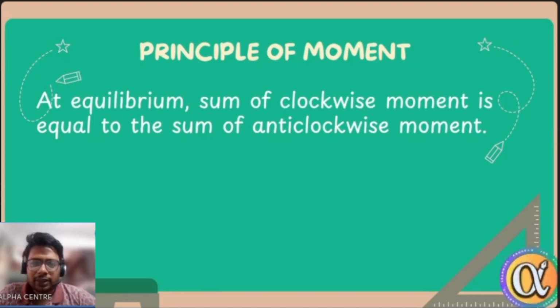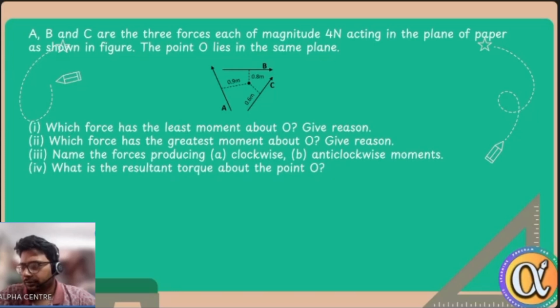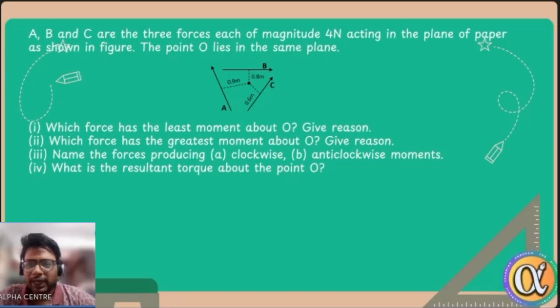ABC are three forces, each of magnitude 4 Newton, acting in a plane of paper. Okay, you can see the question clearly. The diagram, I hope, is fine.